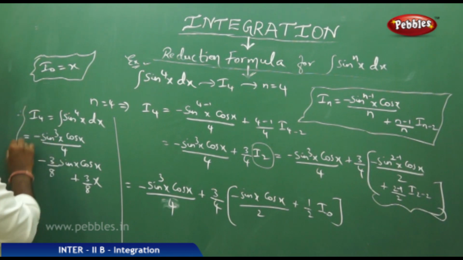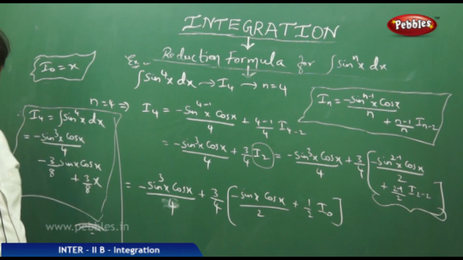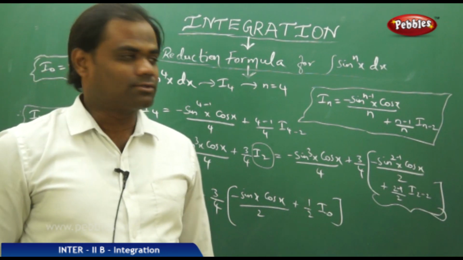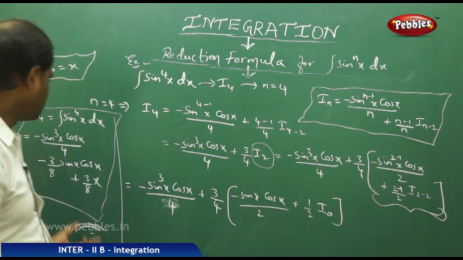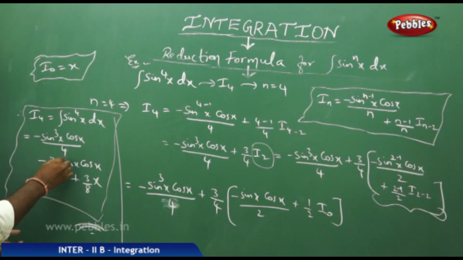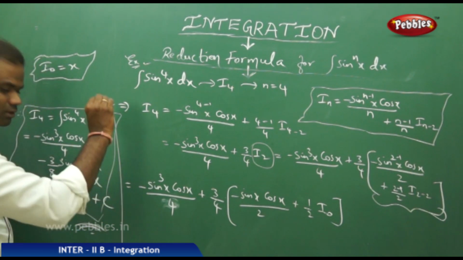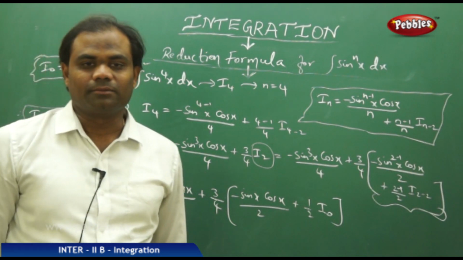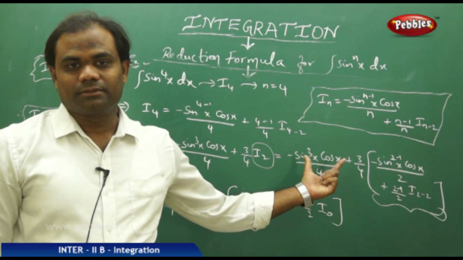This is how we simplify integral of sine power nx using the reduction formula In, and then the answer for integral sine power 4x is minus sine cube x cos x by 4 minus 3 by 8 sine x cos x plus 3x by 8 plus the constant of integration c. Reduction formulae connected with integration.